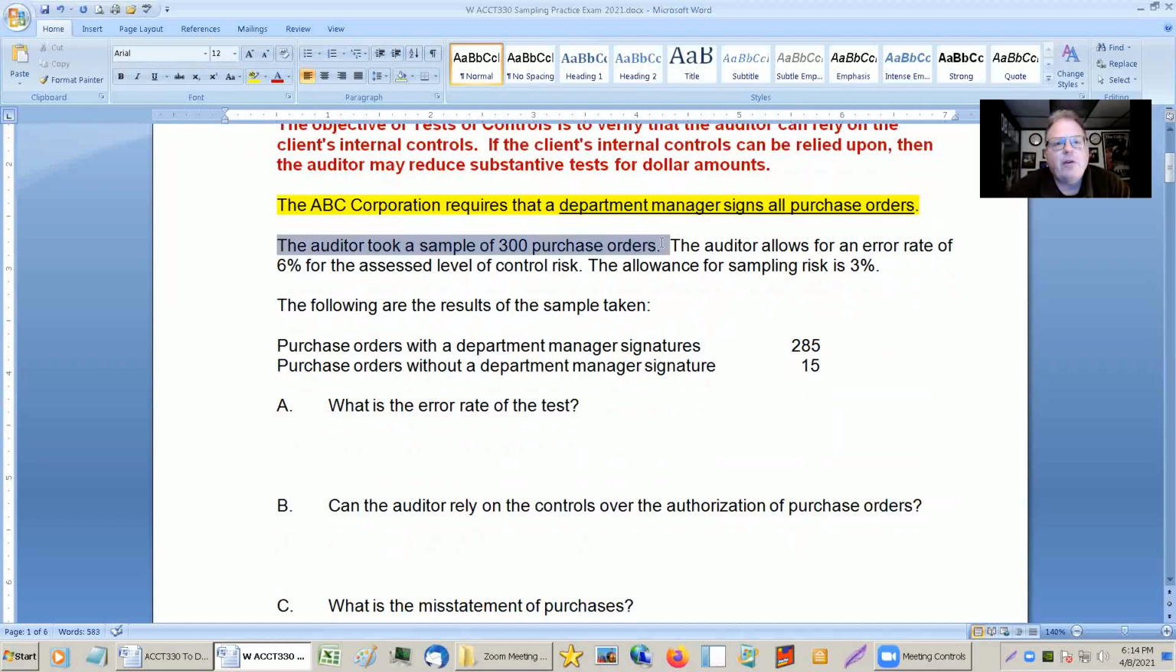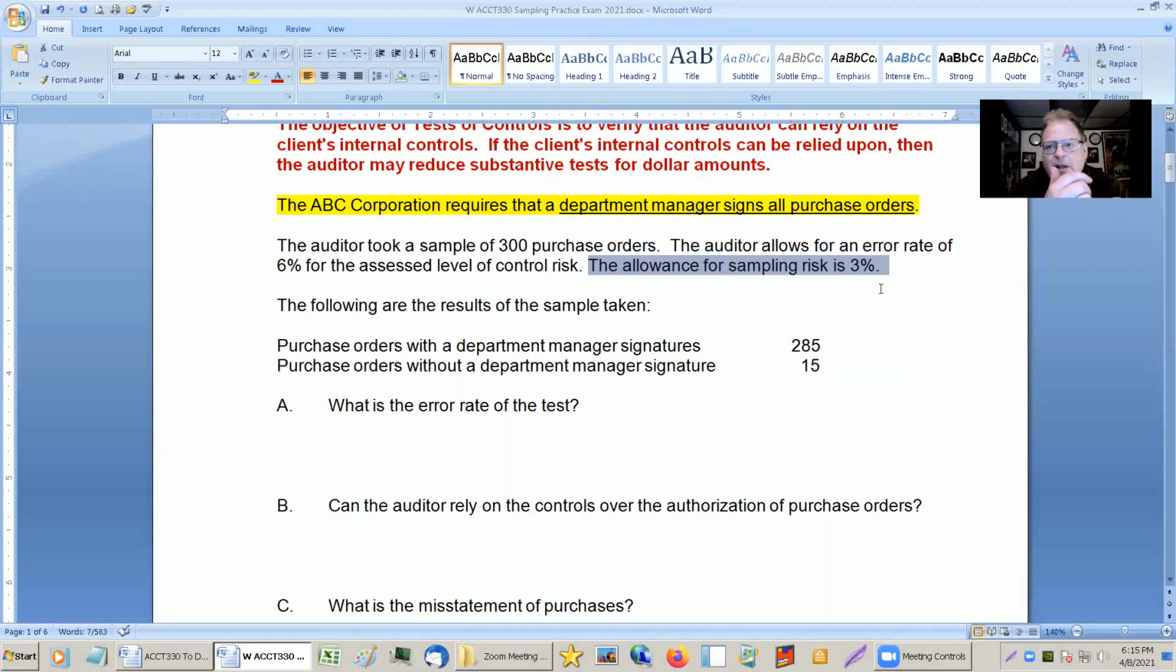You have to take a sample of 300 orders. The auditor allows for an error rate of 6%. The assessed level of control risk is the risk that controls will miss catching a material misstatement. So if there's a material misstatement on those purchase orders that would be caught by a department manager, that would be a problem. And the allowance for sampling risk, which is sort of like the standard deviation for this kind of testing, is 3%. So whatever we come up with for our error rate, it might be worse by up to 3%.